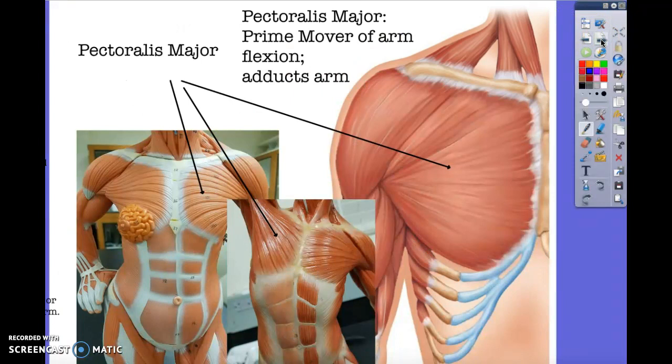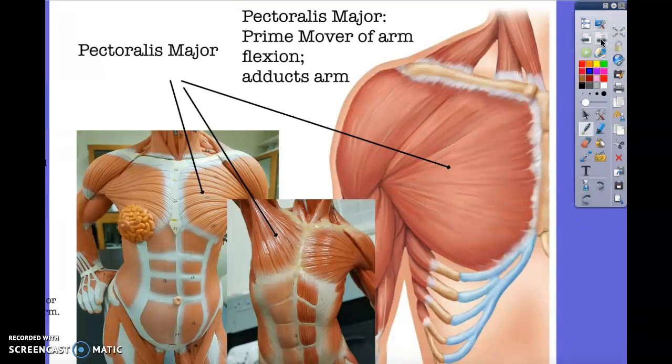Okay, pectoralis major. It's the prime mover of arm flexion. So prime mover of arm flexion. So let's do that. Let's put our arm up again. We're flexing it forward in a sagittal plane. Okay, and that was using our pectoralis major.